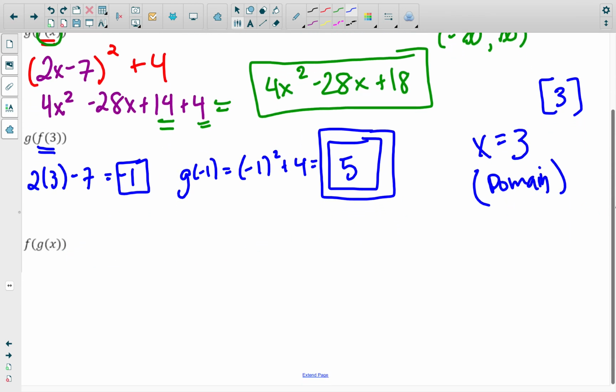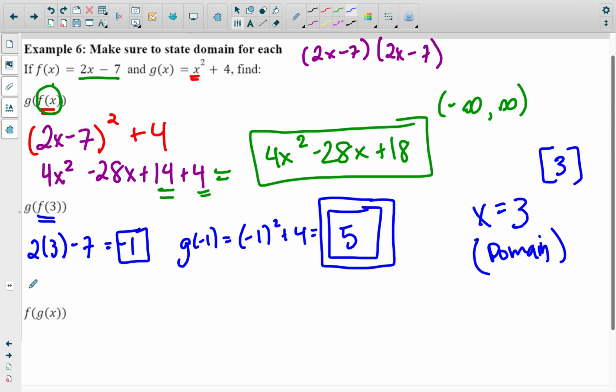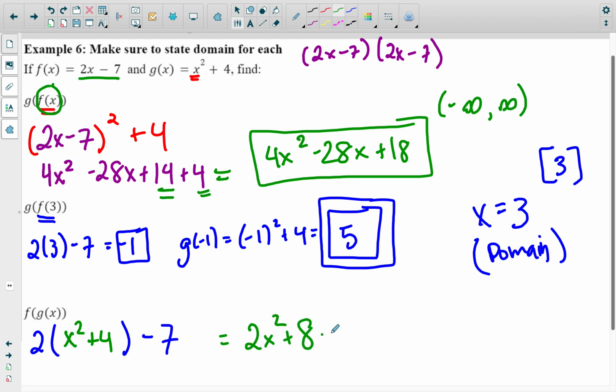F of g of x, so now we're going to go the opposite way. All right, f is our outside function, so we're going to put 2, leave some parentheses, and then minus 7. Plug in your g of x inside there, x squared plus 4, distribute, combine like terms, and we will be good to go. All right, you end up with 2x squared plus 1.